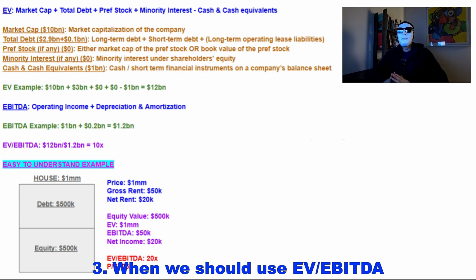Okay, now let's move on to the third topic on when we should be focusing on this multiple. Now, the EV/EBITDA multiple can be used for any companies with the exception of some very niche industries like banks and insurance companies. However, let's try to understand when this multiple can really be used more meaningfully when we are investing in public markets.